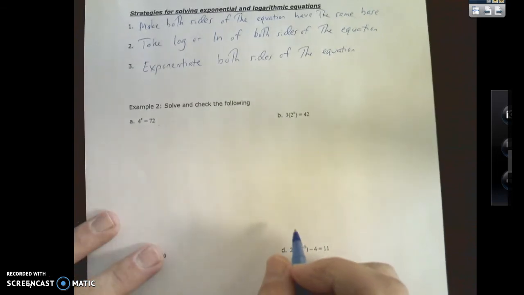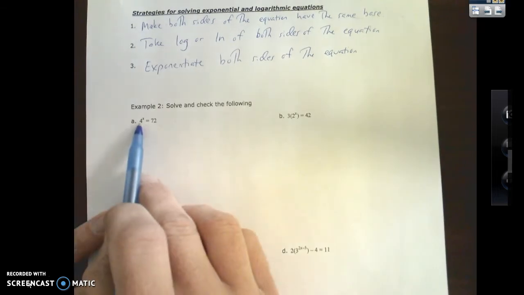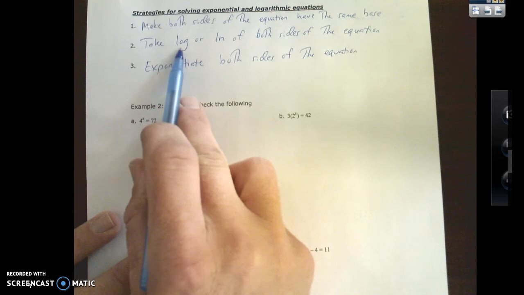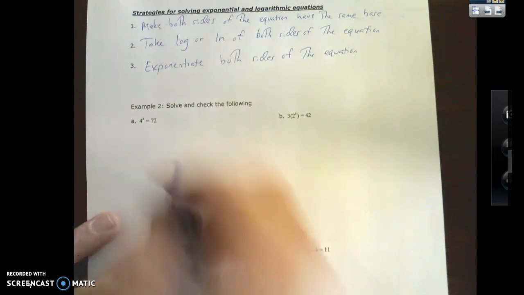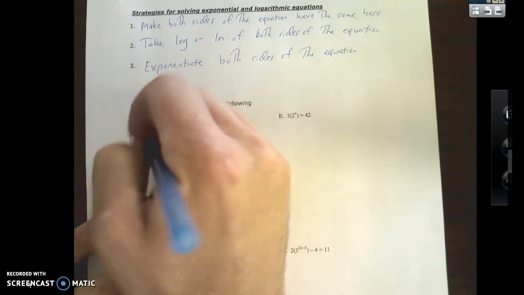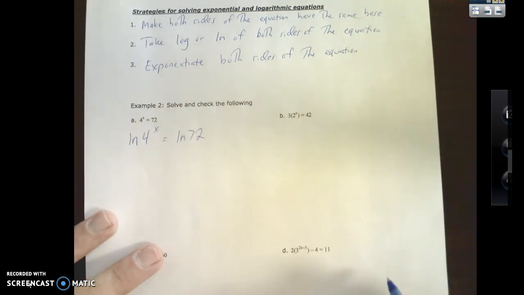So what I'm going to do here is take the log or natural log of both sides. Typically you look at the base of your exponent, and if it's a 10 you definitely pick log, if it's e you definitely pick natural log. Since it's a 4, I don't really care, so I'm going to pick the natural log because why not? And I'm taking the natural log of both sides.